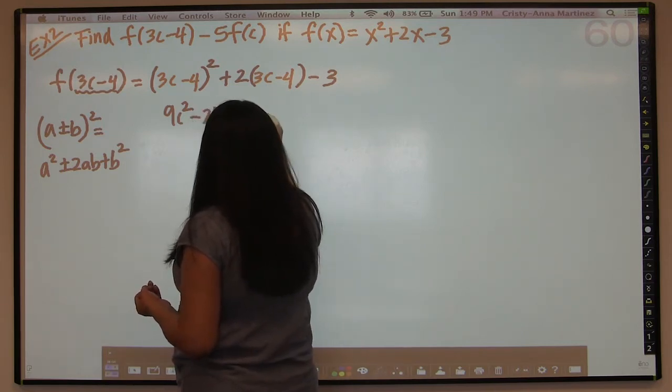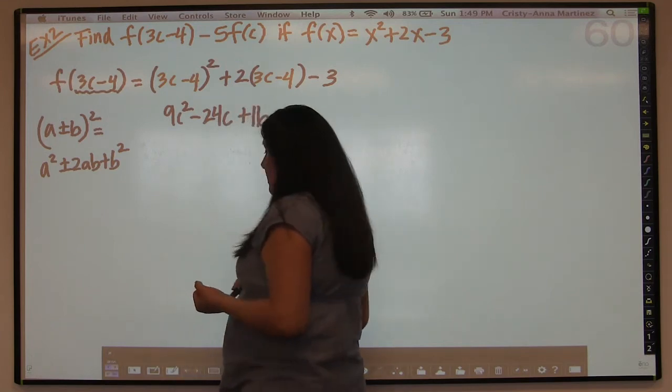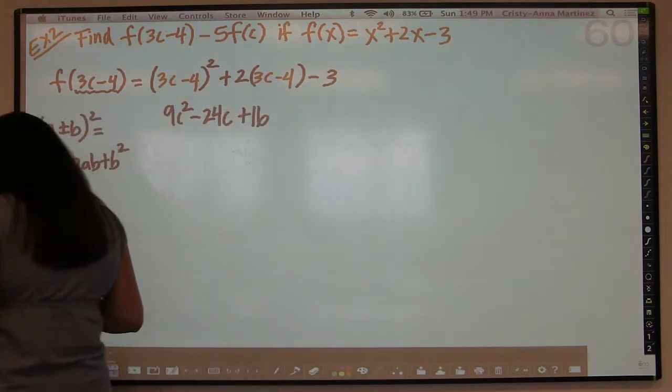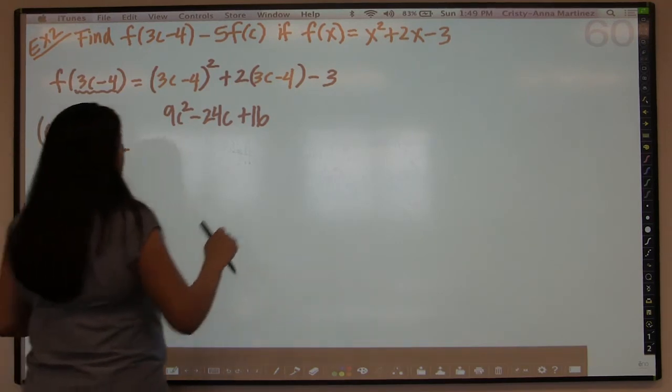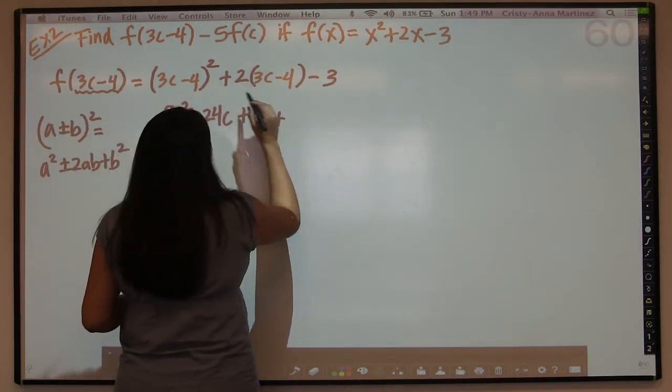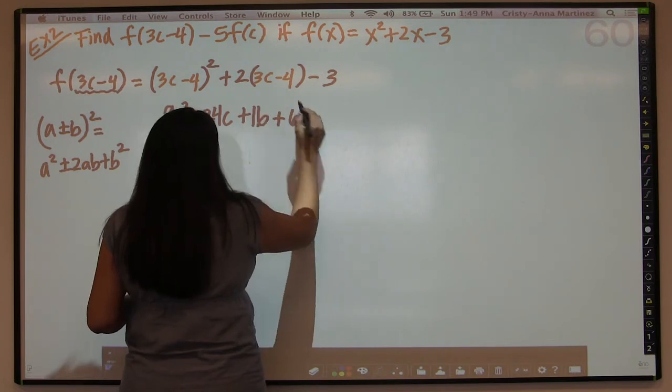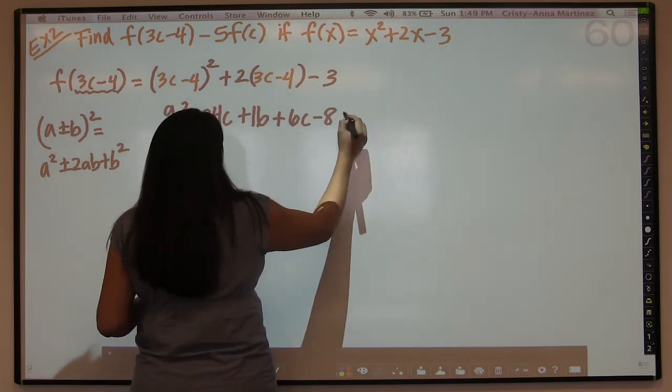And then plus b squared, so plus 4 squared, so plus 16. All right, so far we get 9c squared minus 24c plus 16. And then we're going to distribute here, so we're going to get 2 times 3 is 6c, 2 times negative 4 is negative 8, and of course minus 3.